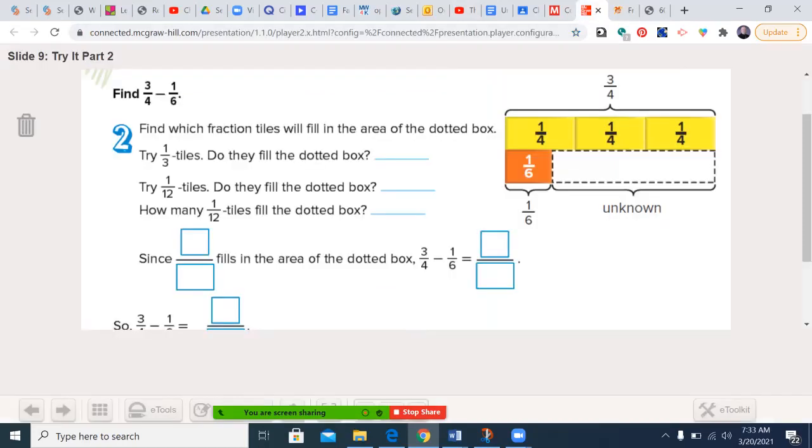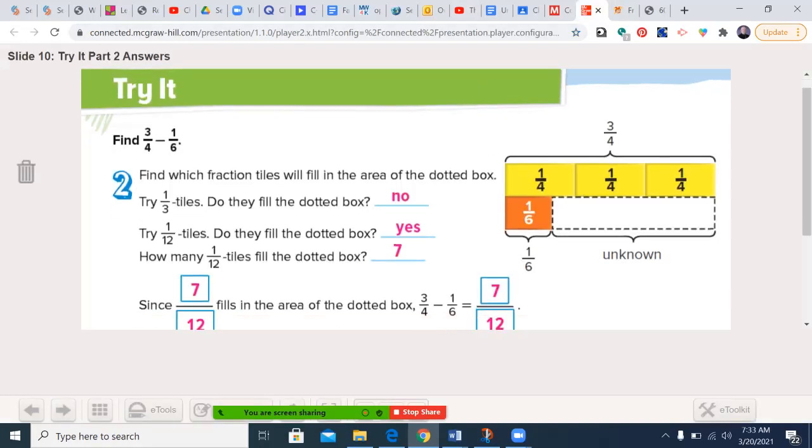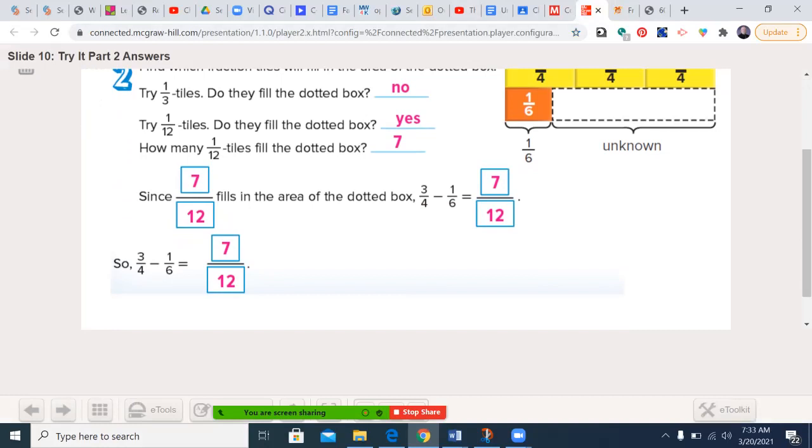So let's come back to our screen where you will be writing in information. Let me get to where it's best visual. Did the 1/3 tiles fill in the dotted box? No. Did the 1/12 tiles? Yes. And how many did we say it took? 7. So when we write this, that 7 became our numerator because it's 7 times 1/12, so that stays our denominator. So 3/4 minus 1/6 is 7/12. And that's our answer.